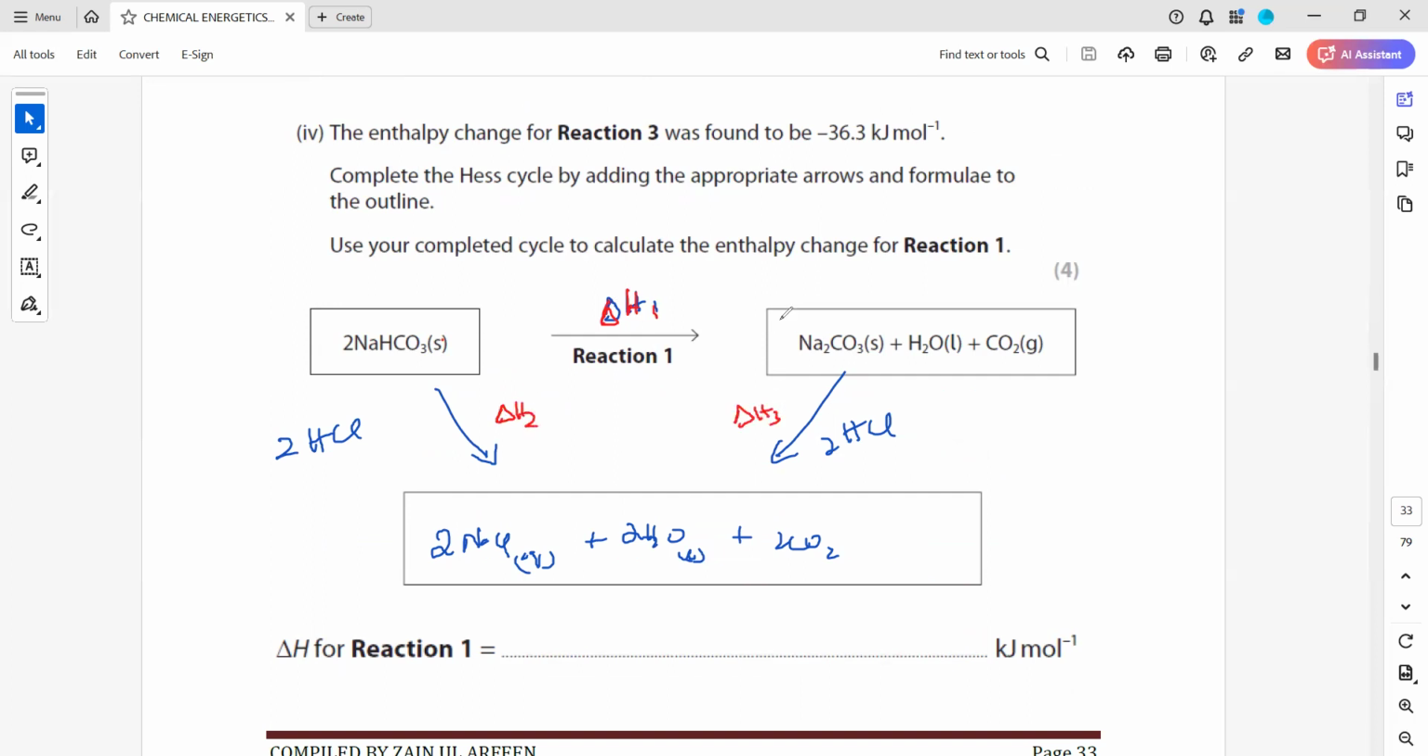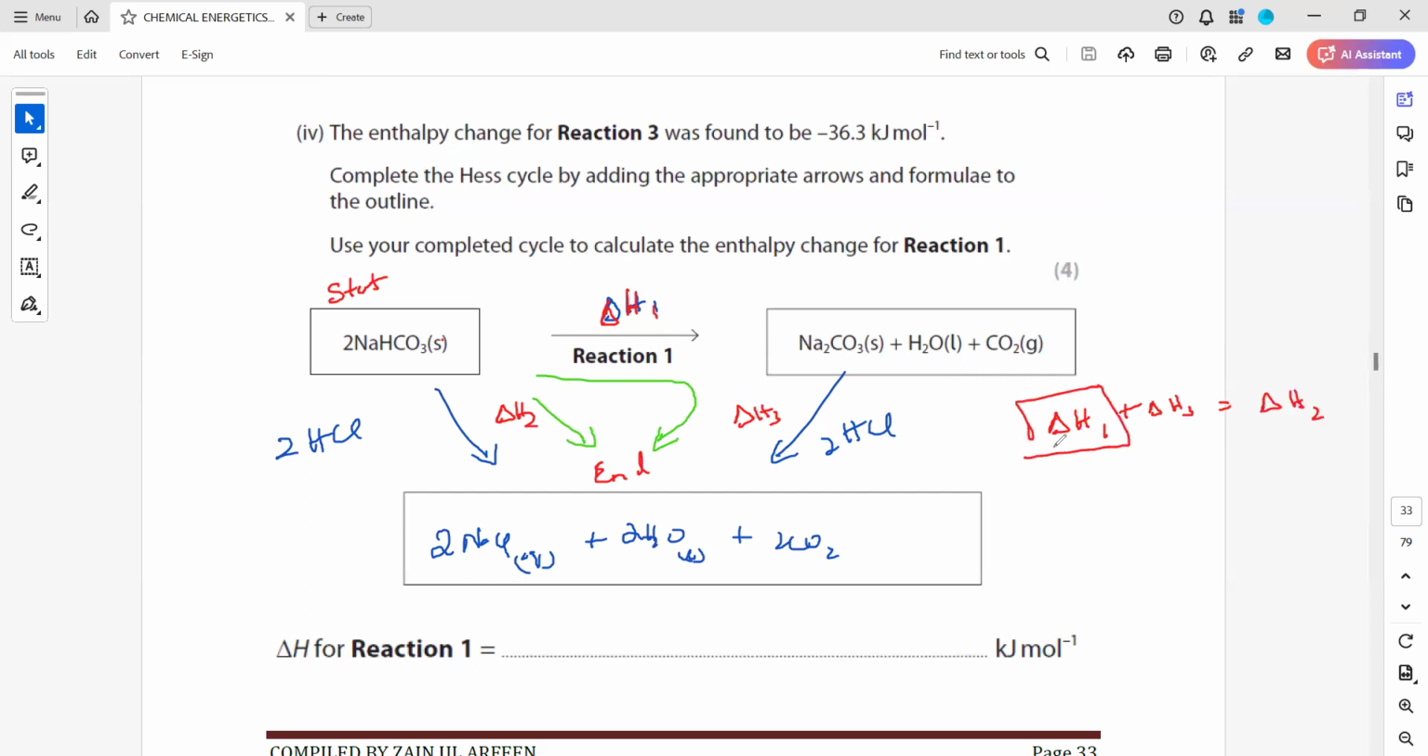Now, how to identify the start or the end of the cycle? Where the 2 arrows are pointing out, that is the start of the cycle. So here the 2 arrows are pointing out, that is the start of the cycle. And where the 2 arrows are pointing in, that is the end of the cycle. So if we follow route 1 or we follow route 2, the overall energy change is independent of the route or the path we follow. So we can say delta H1 plus delta H3 is equal to delta H2.